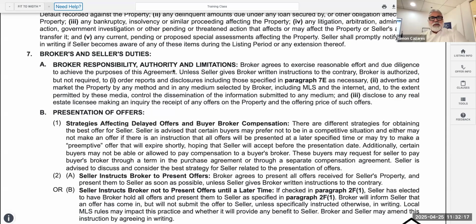And three, to disclose to any real estate licensee making an inquiry the receipt of any offers on the property and the offer price of such offers.